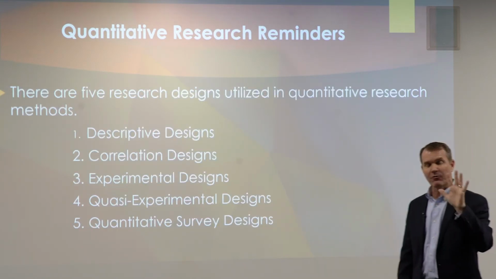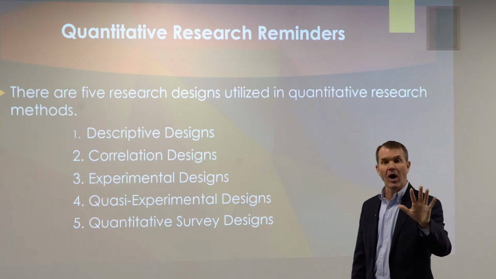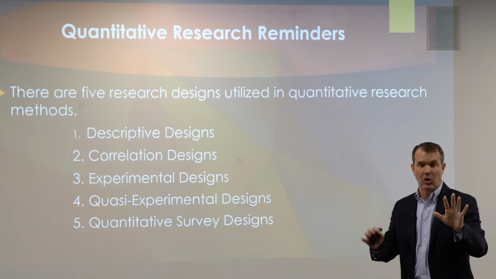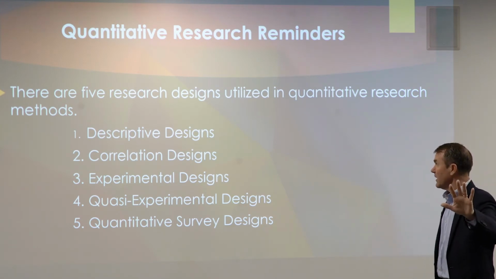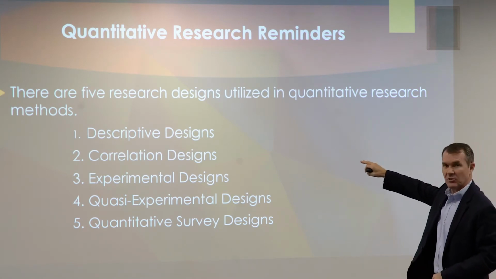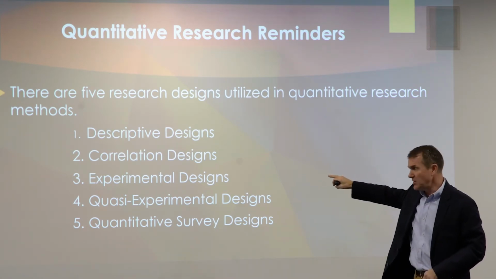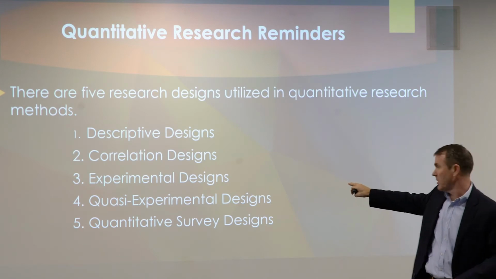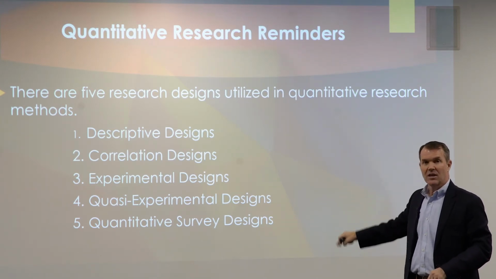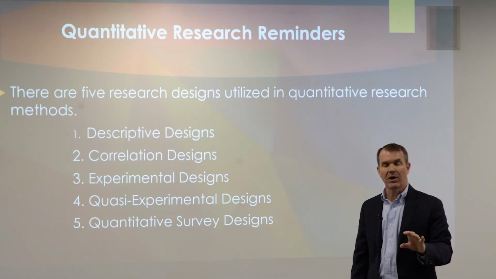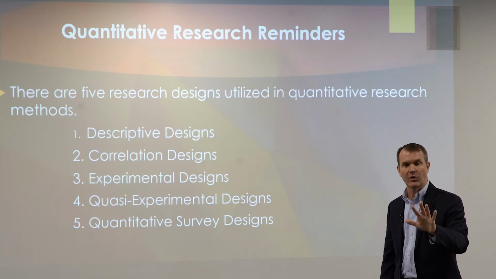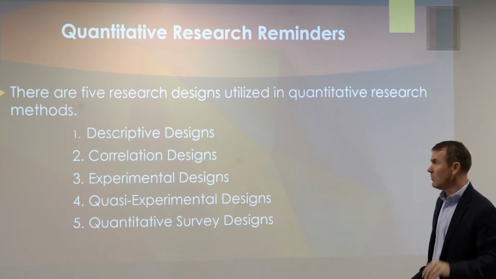There are five research designs of quantitative research for this class, or really in general. Five different quantitative research designs: descriptive design, correlational design, experimental designs, quasi-experimental designs, and quantitative survey designs. Each of these has its own components. These are the five types of quantitative research designs. Let's take them one at a time.